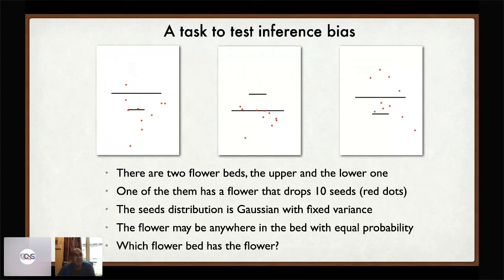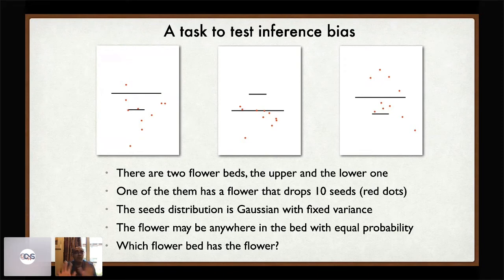One of them happens to have a flower, and it drops 10 seeds, and those are the red dots. The seeds get dropped in a Gaussian distribution with a fixed variance, and the variance is about the distance between these two lines. Now, the flower may be anywhere in the bed with equal probability. So the flower may be here or here or here. And so here's the question: which bed has the flower? That's the task we're going to pose to the subject.